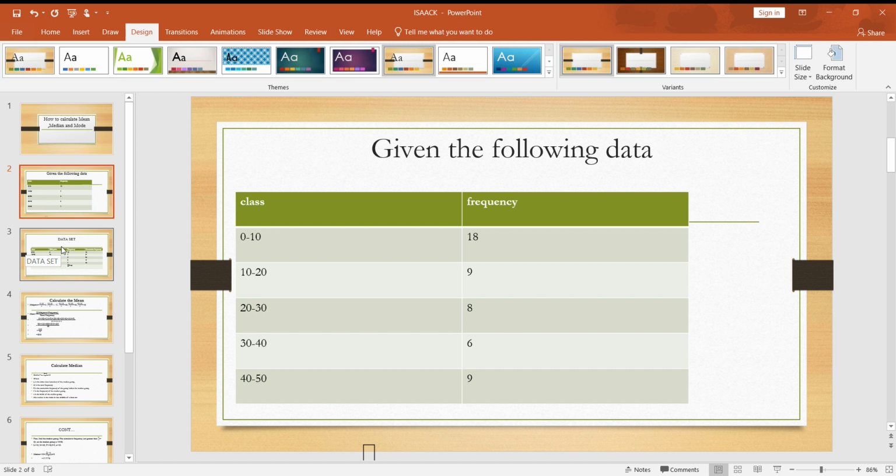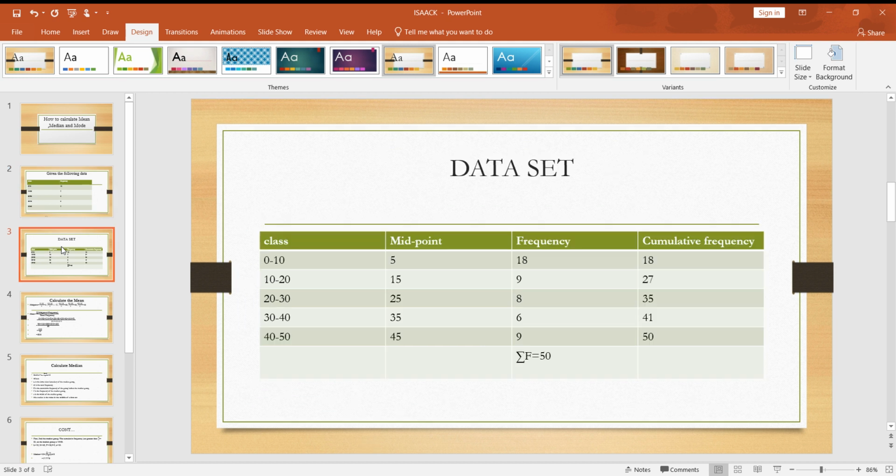Then we have to manipulate our data so that we get a class, a midpoint of the class, frequency of the class, and cumulative frequency. Therefore, having a class of 0 to 10, our midpoint will be 5. This we achieve through adding 10 plus 0, then we divide by 2 to give us 5. And frequency will just remain 18, and cumulative frequency will be 18, just the same, because it is 18 plus 0.